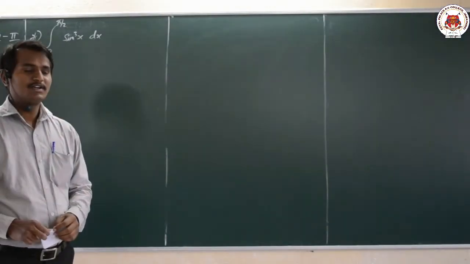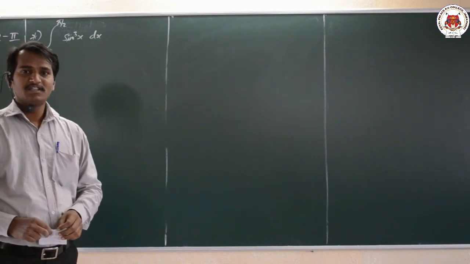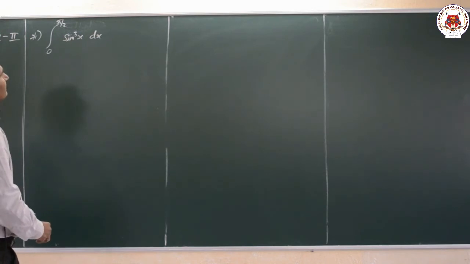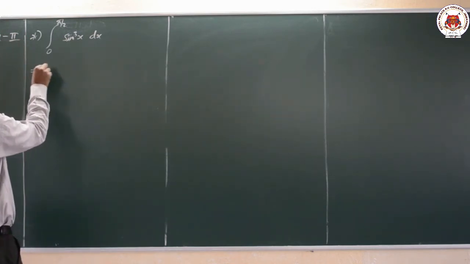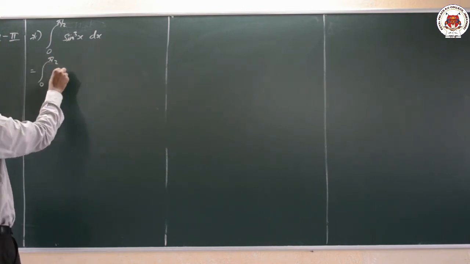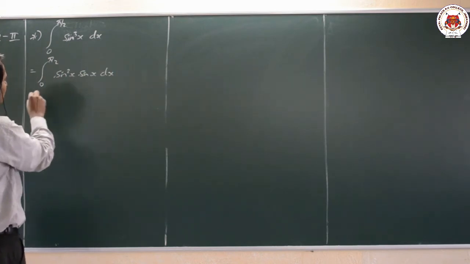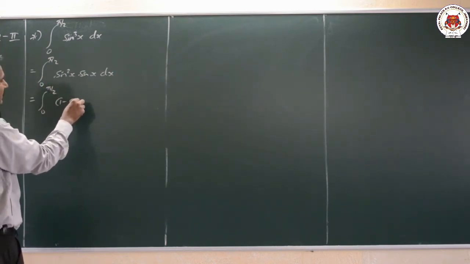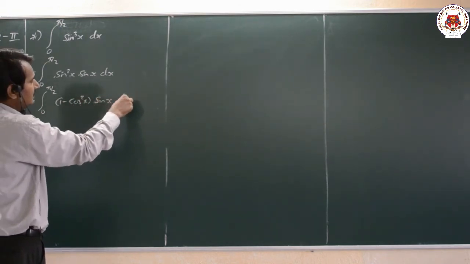Okay, dear students, now let us continue with our discussion related to our remaining problems. The problems are very, very simple. Now let us start with the last one, that is integral from 0 to pi by 2 sin cube x dx. Now here, can I write it as 0 to pi by 2 sin square x into sin x dx. Sin square means I can write as 1 minus cos square x into sin x dx.